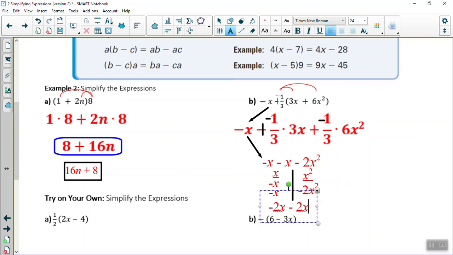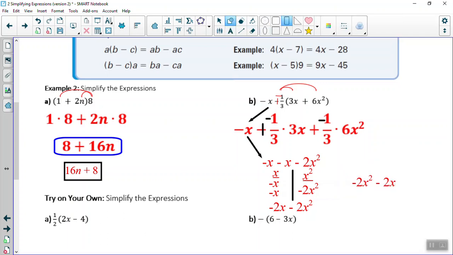All right, but remember we talked about how we need to put this in that kind of proper order. So I'm actually going to write my final answer as negative 2x squared minus 2x. And there's my final answer.